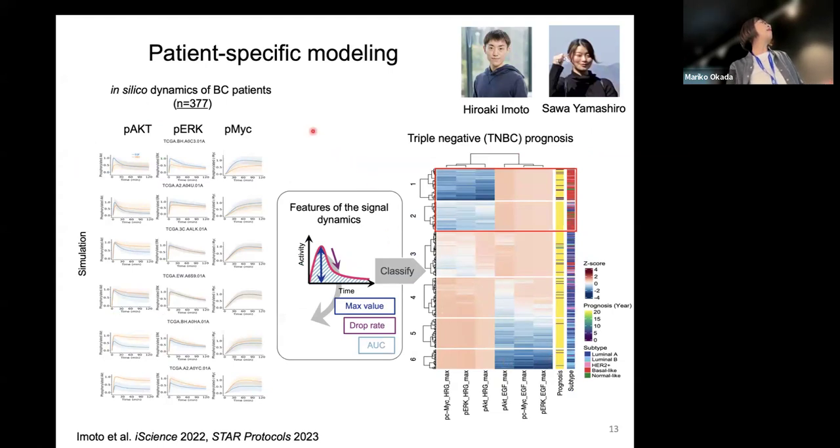We performed the simulation for 377 breast cancer patients, with AKT, ERK and MYC as output, and obtained those in silico dynamics. Then we analyzed the max value, drop rate, or AUC of the dynamics, and stratified the patients using those dynamics.